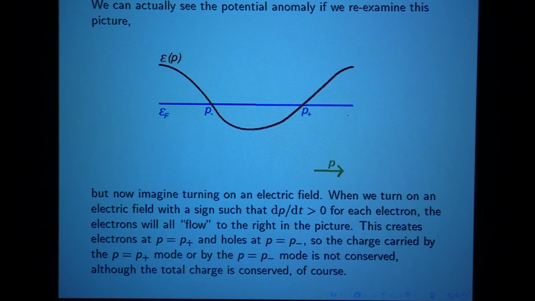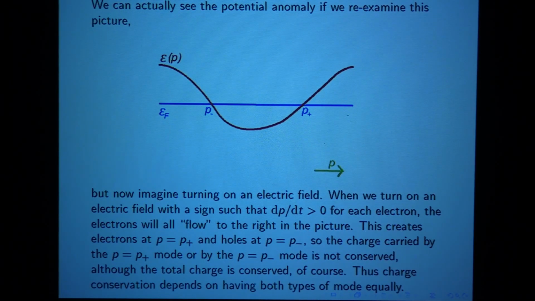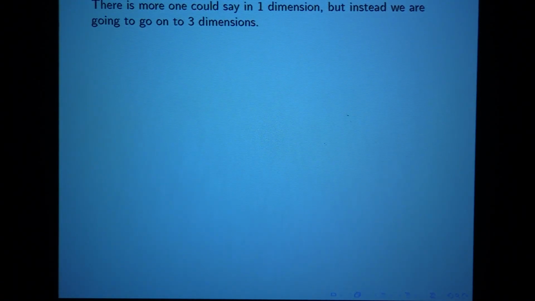So relativistically, you analyze more abstractly that the Dirac equation with only one chirality can't be quantized consistently in an electromagnetic field. But here we see rather concretely that charge is conserved, but it's not conserved separately for the right-moving and left-moving modes. So charge conservation depends on having both types of mode equally. Now, there's more we could say in one dimension, but instead we'd better go on to 3 dimensions.